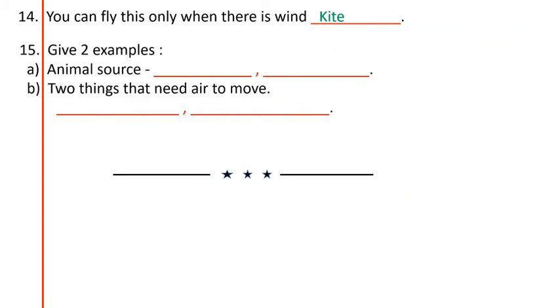Give two examples. A. Animal source. Children, now you have to name two food items that we get from animals. Give two examples, children. Yes. Milk, egg. Very good. B. Two things that need air to move. Two things that need air to move, children. Yes, very good. Hot air balloon. Next, aeroplane. Very good, children.